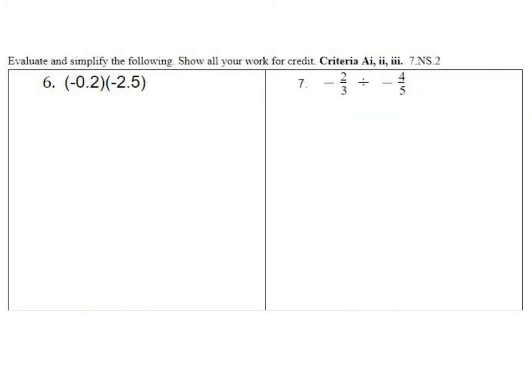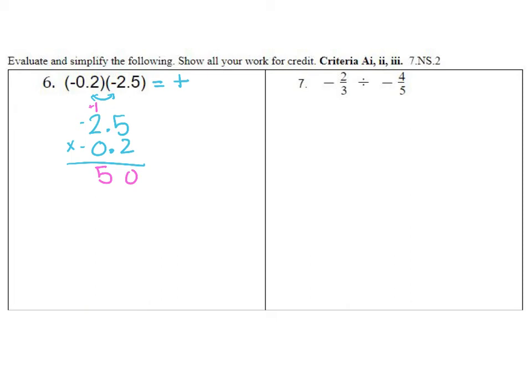So I need to evaluate these. Number 6, I just need to multiply. I'm going to use the commutative property and put the negative 2.5 on top. A negative times a negative is a positive answer, so I want to put a positive there to remind myself. So times a negative 0.2. I'm going to pretend my decimals are not there. So 5 times 2 is 10. Regroup. 2 times 2 is 4, plus this one more is 5. Don't put any decimals there.